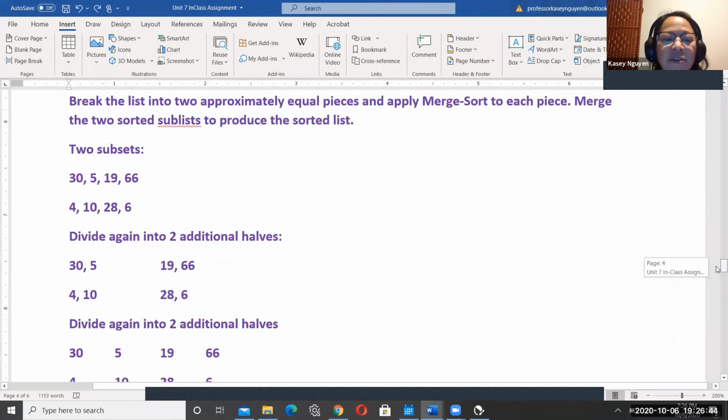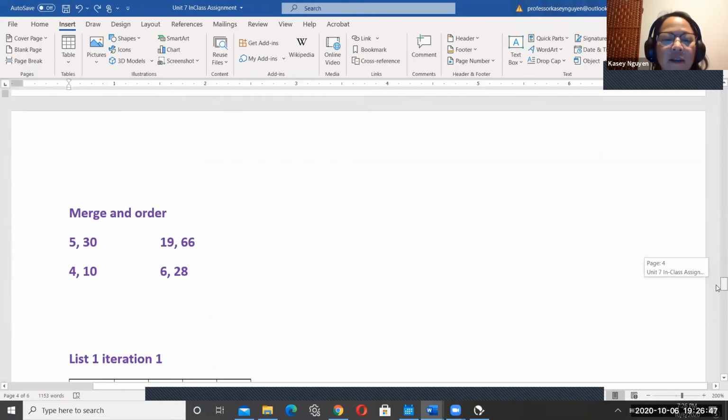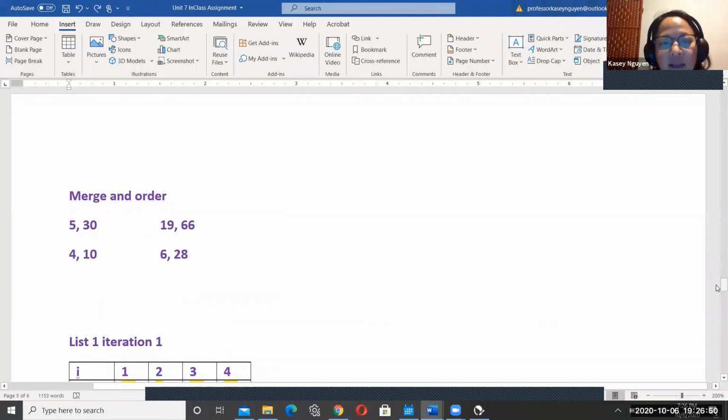Okay, so after you divide it into the sublists, then you would order and merge. And then after this, we would merge these four together, and then these four together, and then eventually we merge all the 8 together after we order it.